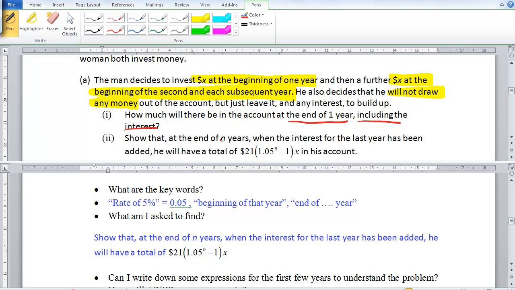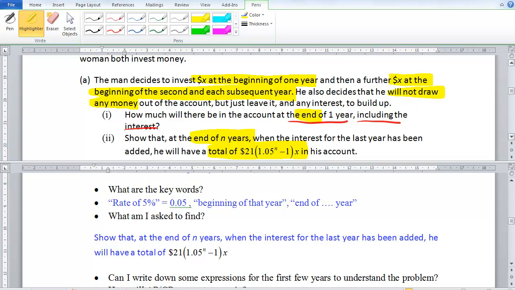Show that at the end of n years. That's another keyword. See, the question is interested to find at the end of n years, at the end of first year. So part 2 says at the end of n years, when the interest for the last year is added, we need to show that he has a total of 21 into 1.05^n minus 1 times x in his account.